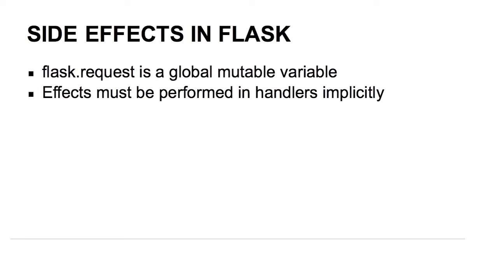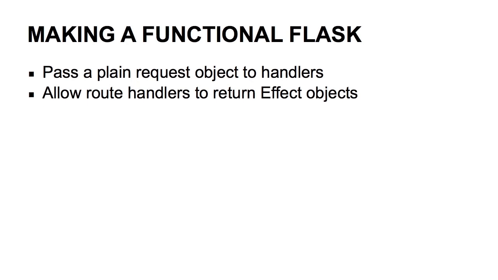I'm going to write a little bit of code that solves both of these issues in Flask by making the following changes. Request objects will be passed as an argument to our route handlers, and handlers will be able to return effect objects which will be performed by the framework. In case you're not yet familiar with the Flask or effect libraries, I've covered them in other videos in this series. You should make sure you have the basics down before proceeding.